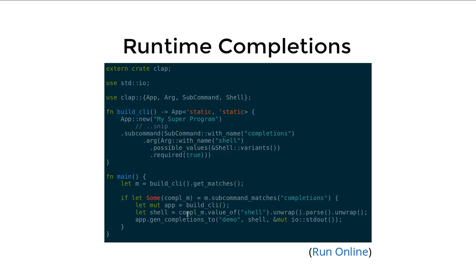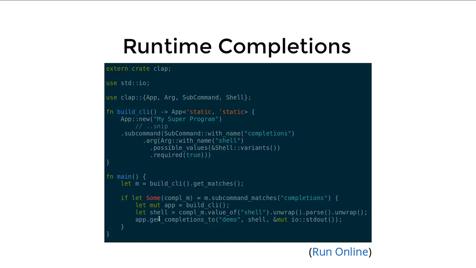Just rebuild the CLI. They then call give me the value of shell and do the from string conversion, parse it, and then unwrap it. Again, this is all safe because the argument was required, so it can't ever not have a value. And because they pulled the possible values from shell variants, it also can't fail to parse. So both of these unwraps are safe.